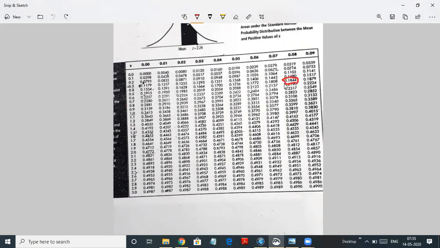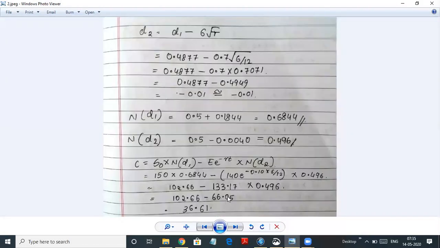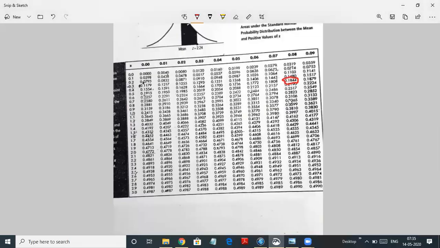0.1844. This is the table value for 0.48. So I'll go back to the solution. I'm taking only the first two digits after the decimal because in the table you can see only the first two digits. So see here the table value 0.1844. That's what we had got here, 0.1844.